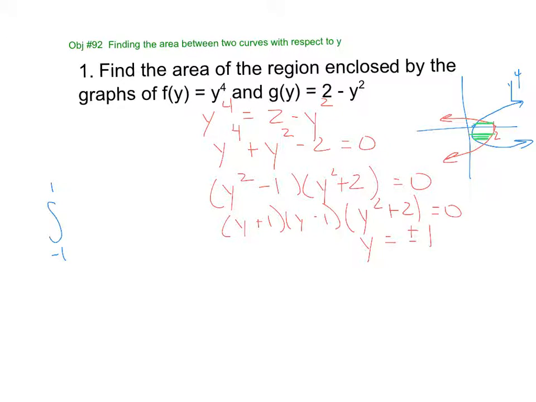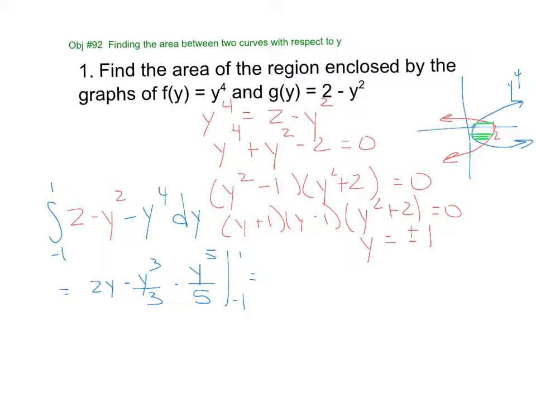So the one on the right is the red one, that's our 2 minus y squared. So 2 minus y squared minus y to the fourth dy. Do the antiderivative: 2y minus y cubed over 3 minus y to the fifth over 5, from -1 to 1.